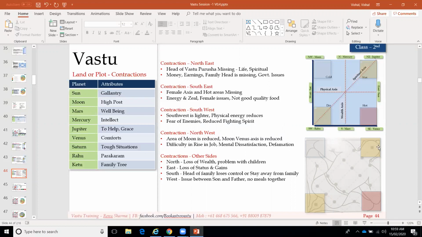If the northeast is missing, you will find that that person is not living there or has run away from the family. That's a very good example of when somebody comes to you and says, well, my father has run away, or my father is missing, or my father is not coming back home, then you know the northeast is not there. That's a very good way of understanding.